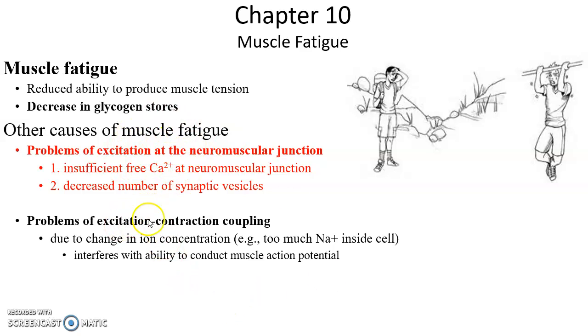You also can have issues in excitation and contraction. This is due to a disruption in the ion concentration. The ion balance, lots of sodium outside the cell, lots of potassium inside the cell, has been disrupted. It's not the ideal gradient. And with already having too much sodium inside the cell, the cell can no longer generate the muscle action potential. So again, inappropriate distribution of ions.